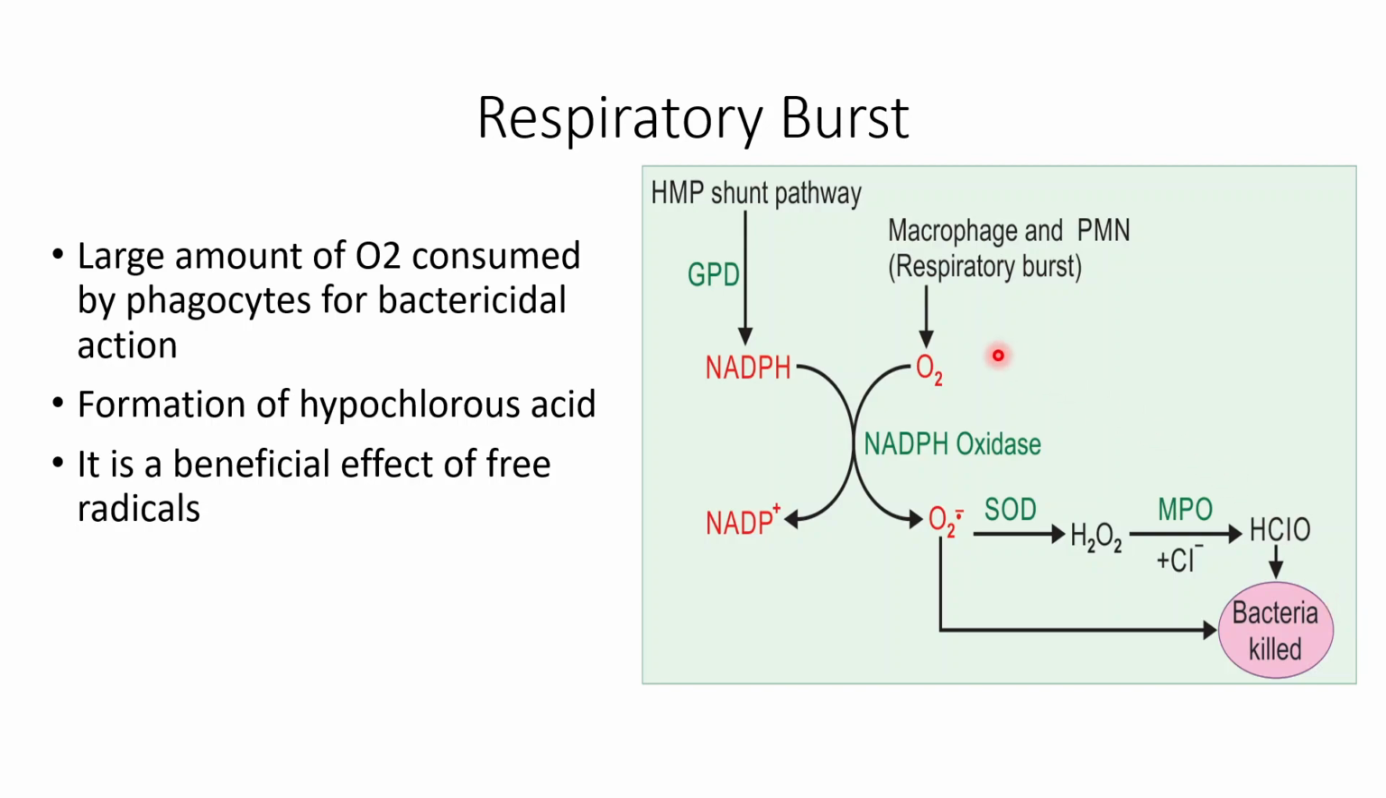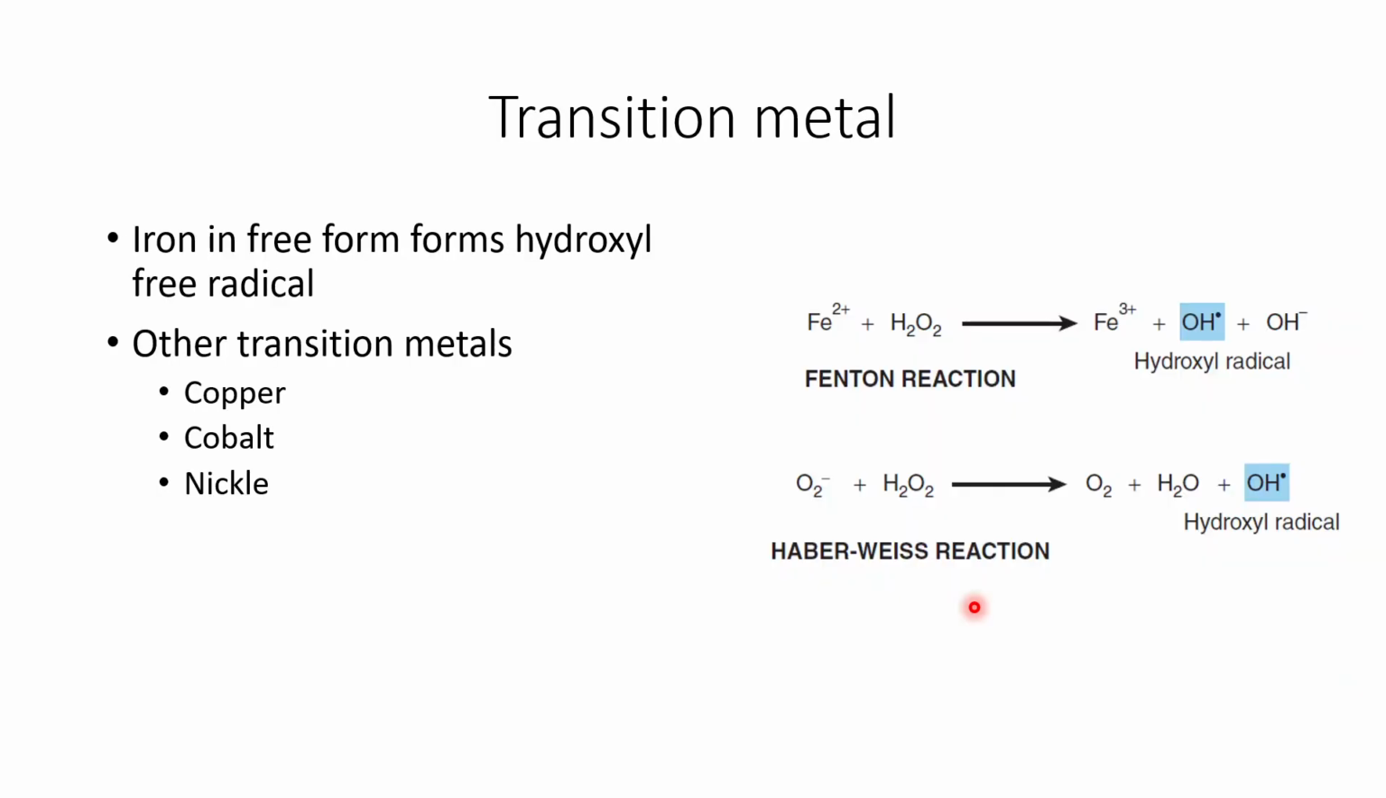So they use the oxygen, they use the NADPH oxidase enzyme, they use NADPH and form superoxide anion, which is a free radical, which ultimately leads to formation of hypochlorous acid, which kills the bacteria. And also superoxide anion can directly kill the bacteria. So this is one of the beneficial effects of free radicals. Okay. Now let us look at transition metals.